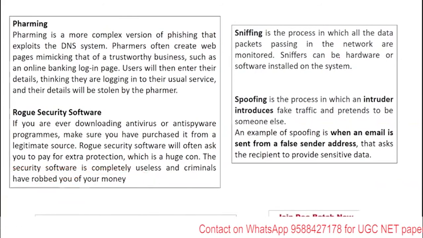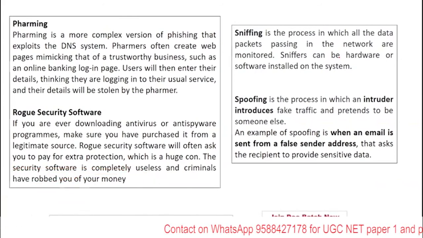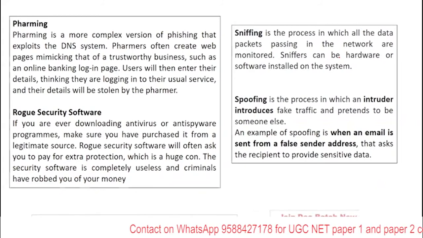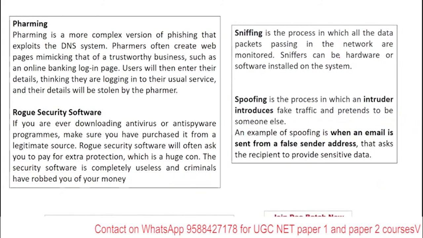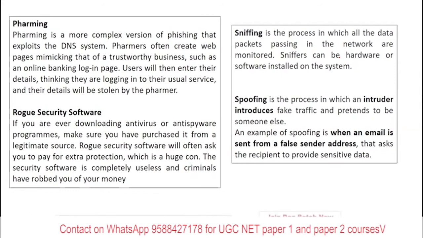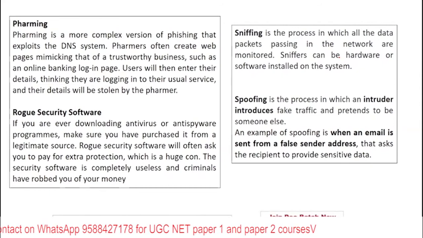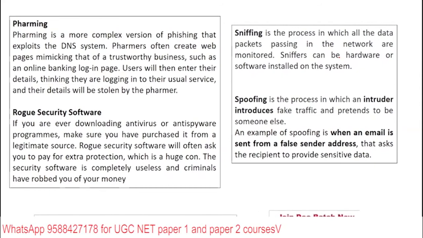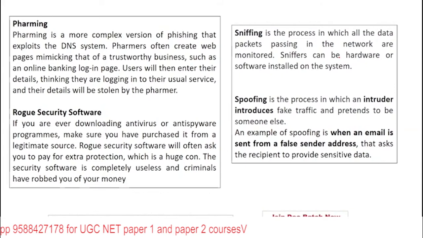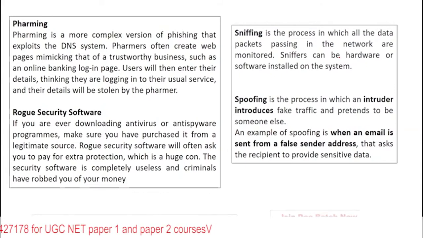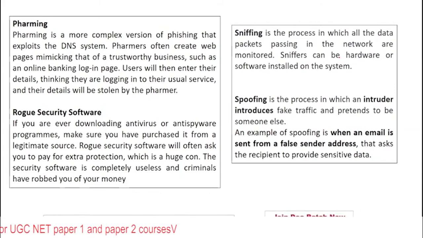Sniffing is the process in which all the data packets passing into the network are monitored. So sniffers can be hardware or software installed in the system. Spoofing is the process where an intruder introduces fake traffic and pretends to be someone else, for example, an email sent from a fake sender address that asks for sensitive data. So you should be aware of all these forms of threats which can definitely affect your system, including your credential details also.